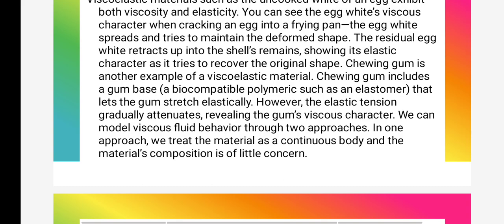shape. Chewing gum is another example of a viscoelastic material. Chewing gum includes a gum base, a biocompatible polymer such as an elastomer, that lets the gum stretch elastically. However, the elastic tension gradually attenuates, revealing the gum's viscous character.